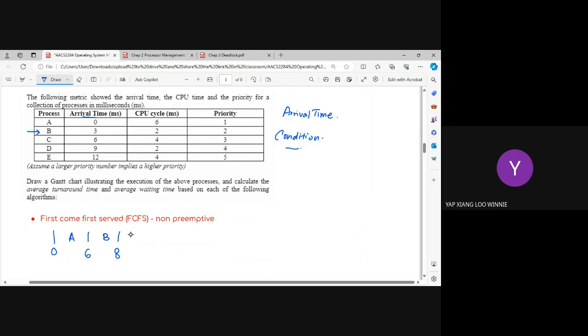Now, at 8 milliseconds, we have process C. So C is going to continue over here, and C is going to take 4 milliseconds. So 8 plus 4, you got 12. Now at 12 milliseconds, all the jobs came already. D and E are also here queuing. Now we process D because D came first. So D runs for 2 milliseconds, we got 14. And finally E, 4 milliseconds, we get 18. So just that simple.